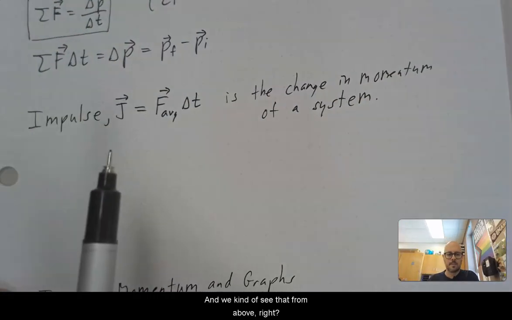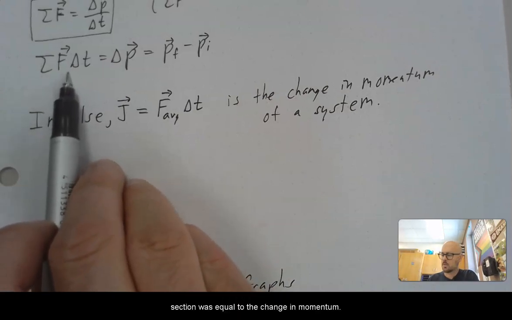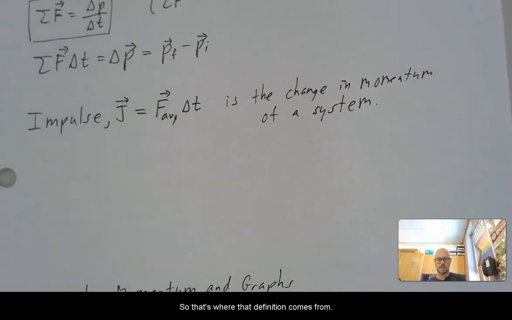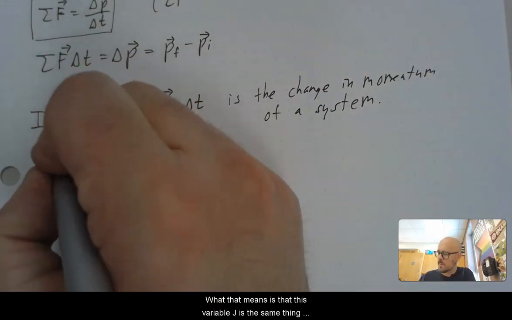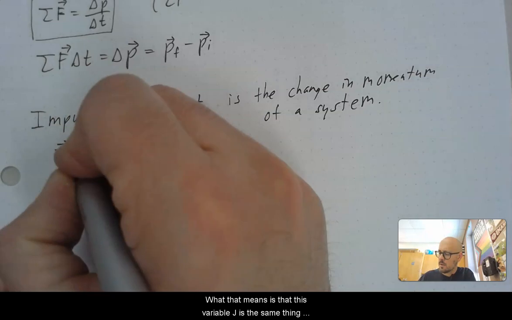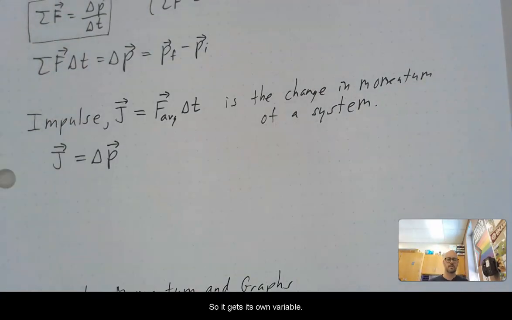And we kind of see that from above, right? Force times time, we said in the previous section, was equal to the change in momentum. So that's where that definition comes from. What that means is that this variable J is the same thing as the variable delta p. So it gets its own variable.